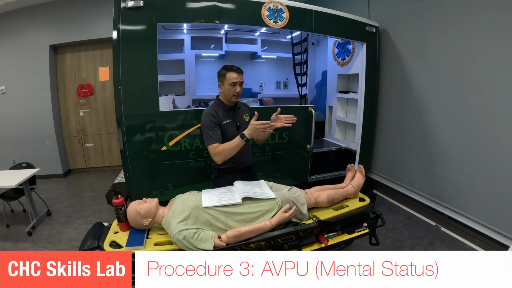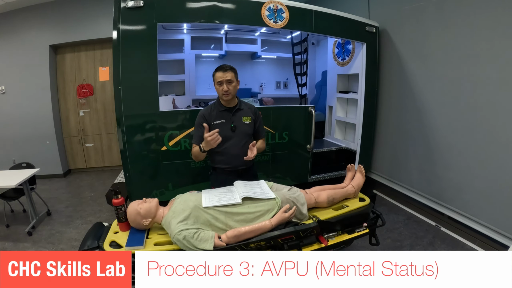Next, you have to check AVPU, which is alert, verbal, painful, unresponsive. That is your mental status. So as you're walking up, the person should be tracking you. If not, you talk to the patient, sir, are you okay? If they respond to you, they are responsive to verbal stimuli. If they're not responding to you verbally or not alert, you walk up to the patient and you apply a painful stimulus. If the patient becomes alert at that point, the patient is responsive to painful stimuli. If the patient does not respond to painful stimuli, the person is considered unresponsive.